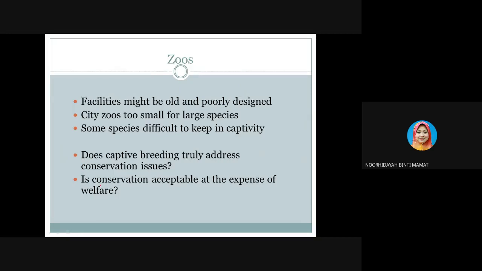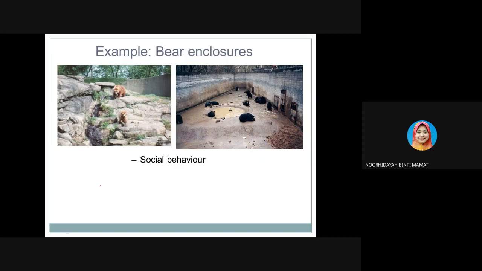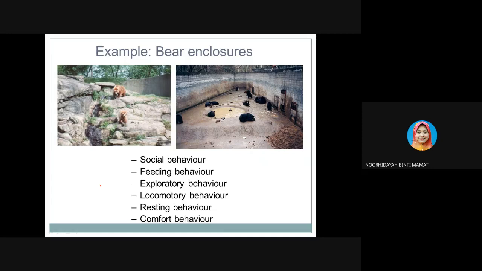As you can see from this figure, these two photographs show rather obvious differences in enclosure design. We have already suggested that in order to assess the enclosures in zoos, we use the five freedoms criteria, the Brambell five criteria, which state what the animal should be free from. We have five here.